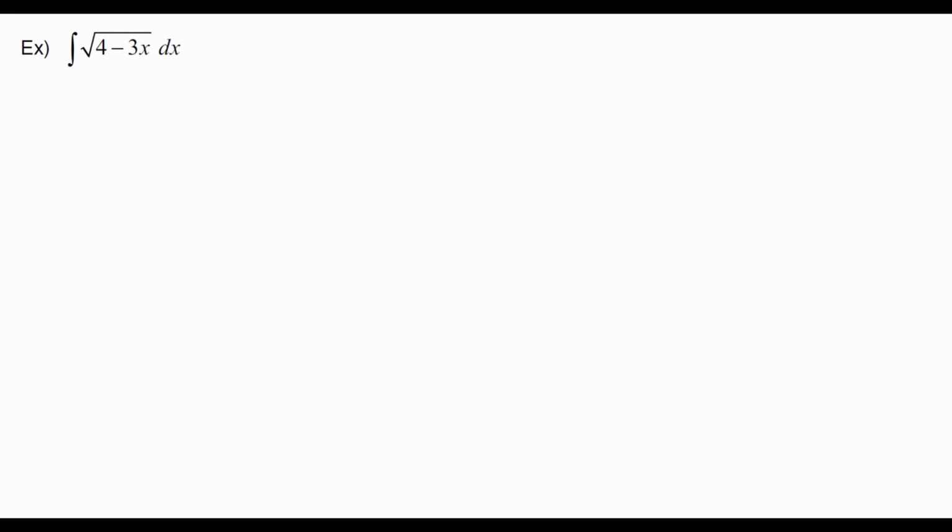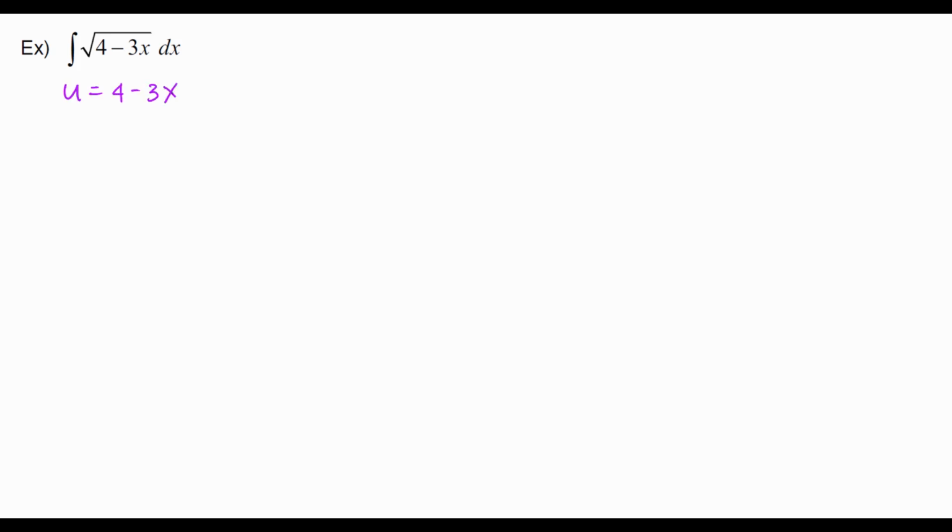Let's do another one that requires the algebraic manipulation. Example, find the integral of square root of 4 minus 3x dx. And clearly, this is a composite function. Outer function is square root function. Inner function is 4 minus 3x. So we are going to have to let u be 4 minus 3x.